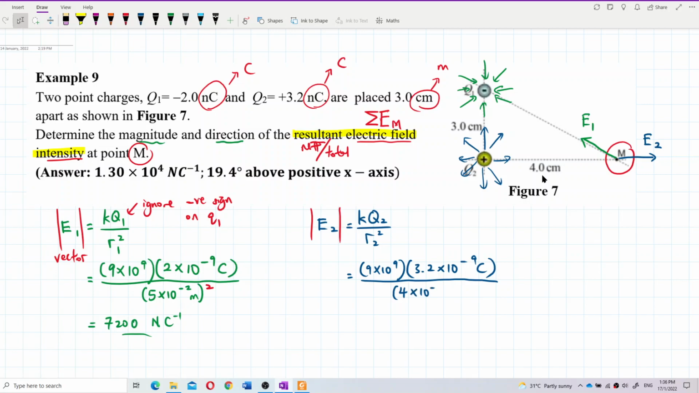Centi is -2, and then you have square. Don't forget the square. So again, we calculate 9 exponent 9 multiplied by 3.2 exponent -9 divided by 4 exponent -2 square. So I got 18,000 Newton per coulomb. So I got the value for both E1 and E2.